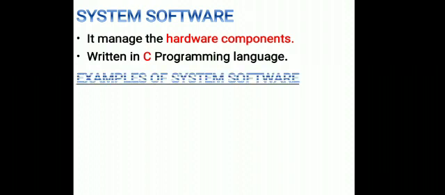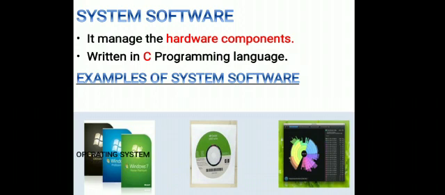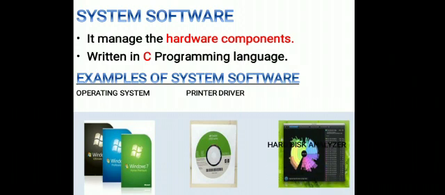Here are some examples of system software. The first one is an operating system, the second one is a printer driver, and the third is a hard disk analyzer. So these are the examples of some system software.